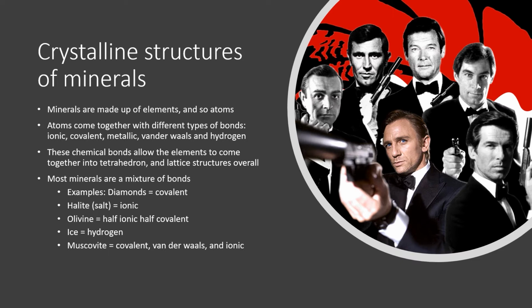So examples of these bonds are: diamonds have covalent, halite will give you ionic bonds, olivine has a mixture, it's half ionic, half covalent, ice is all hydrogen bonds, and muscovite has a combination of covalent, van der Waals, and ionic. And the way that these bonds work is part of the way that these minerals will break in specific ways. So for example, muscovite breaks off in sheets, because it will break along the weakest bonds.